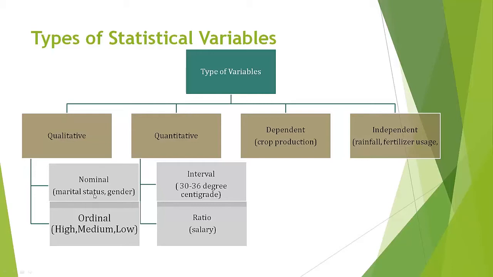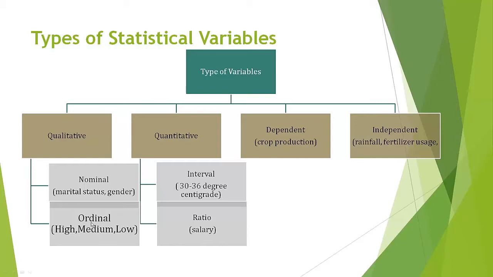Suppose say marital status, married and unmarried, or gender, male or female. Can you order them? No, it's not like one comes higher and the other comes lower. It's not that way. So we cannot order them. But still, they are qualitative variables and they are nominal variables. Whereas ordinal variables can be ordered: high, medium, low. You can put high at the top, medium in the middle, and low at the bottom.